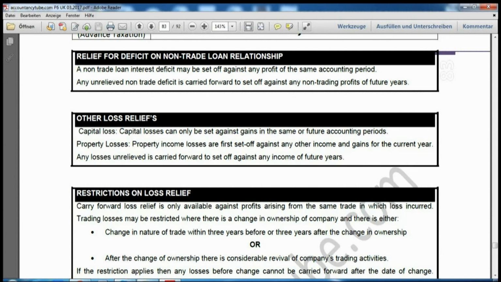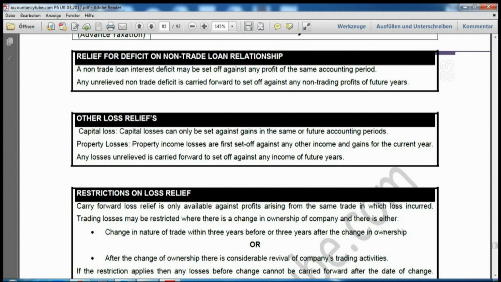Trading losses may be restricted where there is a change in ownership of the company, and a change in the nature of trade within 3 years before or 3 years after the change in ownership. So say for example, ownership of the company is changed, and there is also a change in the trade in the previous 3 years or 3 years after the change of ownership, or there is a considerable revival of the company's trading activities. If the restriction applies, then any losses before the change cannot be carried forward after the change. Similarly, any losses after the change cannot be set off against the profit before the date of the change.